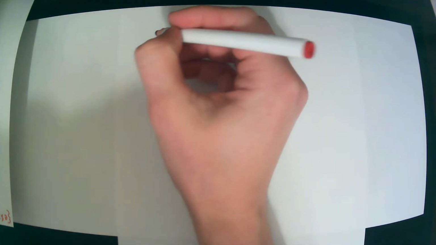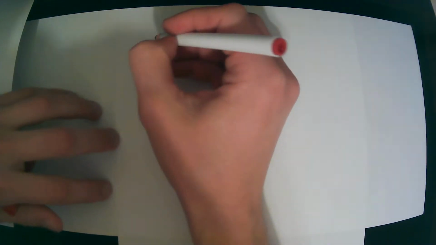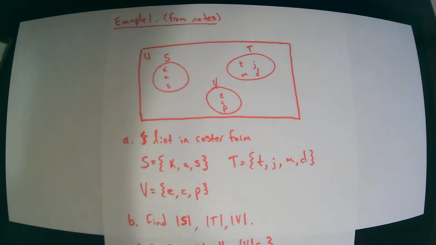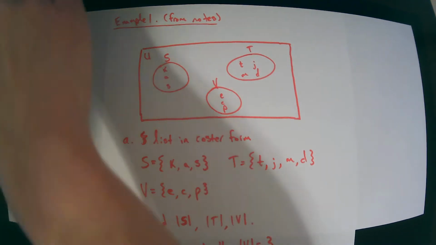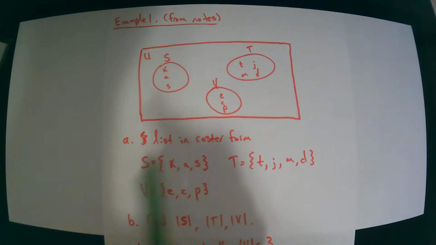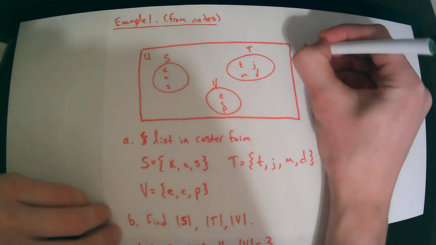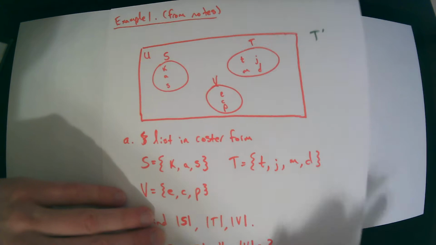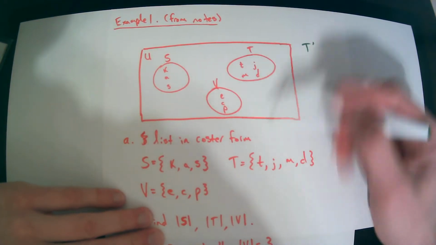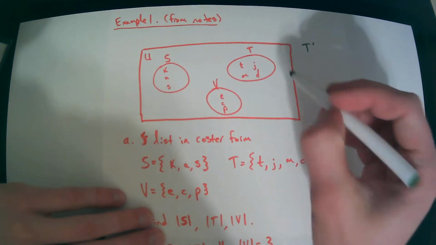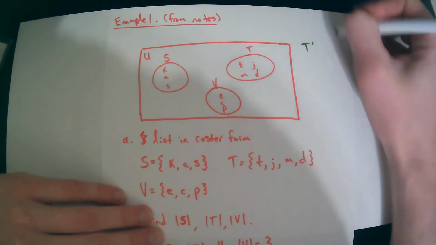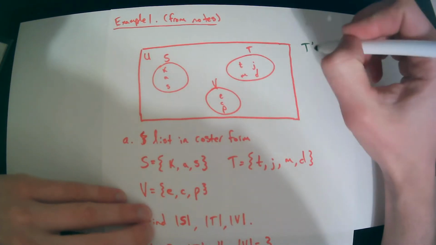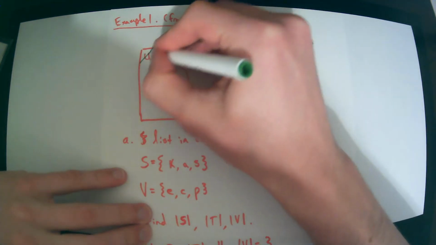Okay. Let me redraw. Well, do I? Yeah, that's fine. No, I can draw over this one. I'll just use a different color. Okay. T complement. I'm going to shade in the stuff that is T complement. So remember, the complement of a set is everything in this rectangle except for the stuff that's originally in T. So if I was going to shade in what T complement is, it would be all of this.